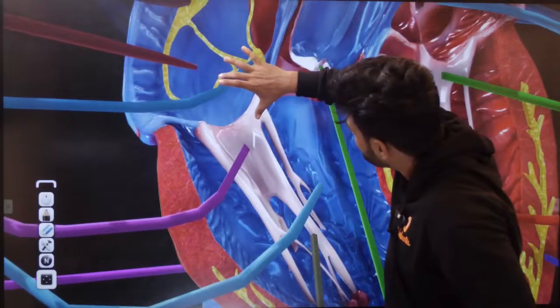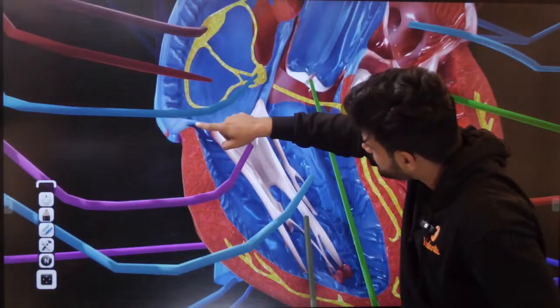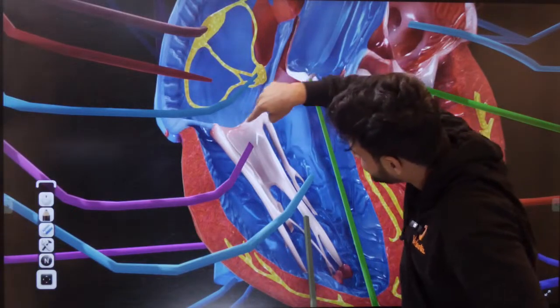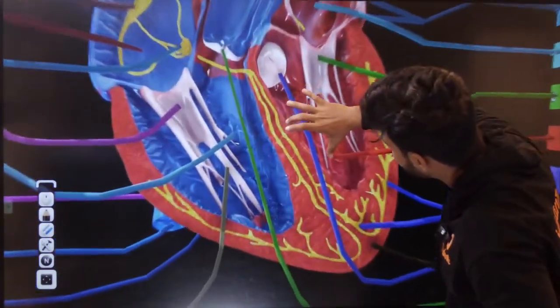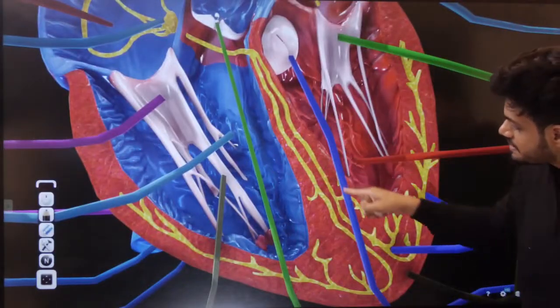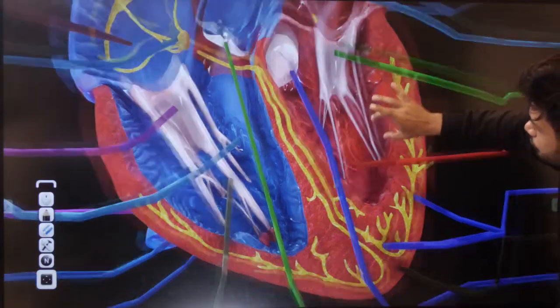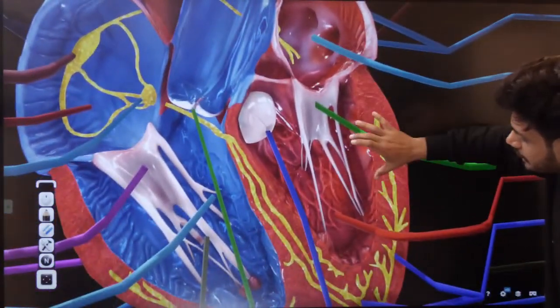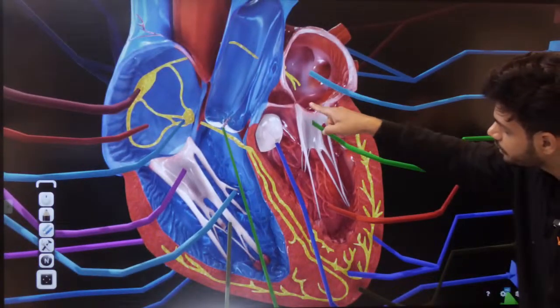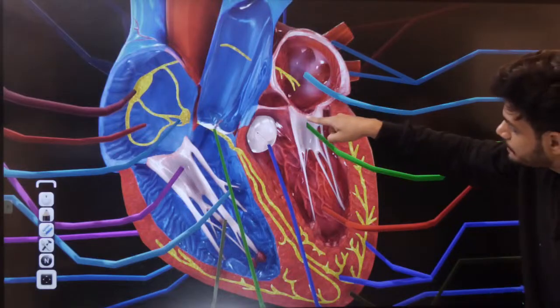So you can see here between the right atria and right ventricle, this part is called the tricuspid valve. Tricuspid valve is present here, and you can see the interventricular septum, very broad in nature. Now the left atria and left ventricle both have one valve here. Which is this valve, students? Bicuspid valve present here.